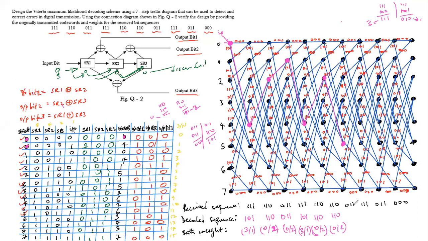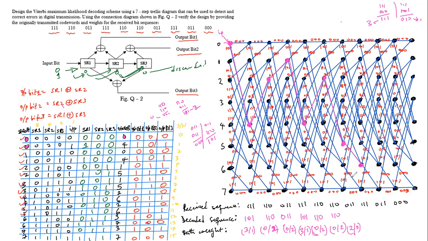0, 1, 1. So if we compare the path weight here, so 0, 1, 1, that will be 0, 1, 1, that's 2 over 0, 1, 1, 2 over 0. That's the path weight. So it's coming downward. So this is coming downward. Okay. And then we have this.